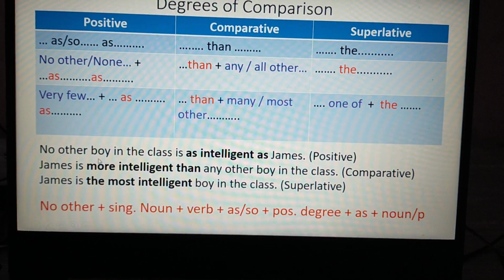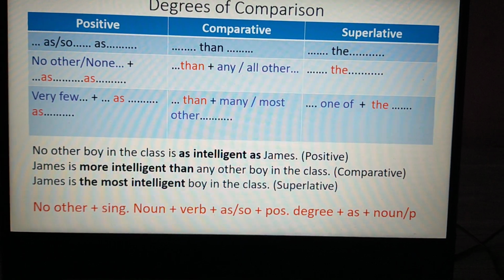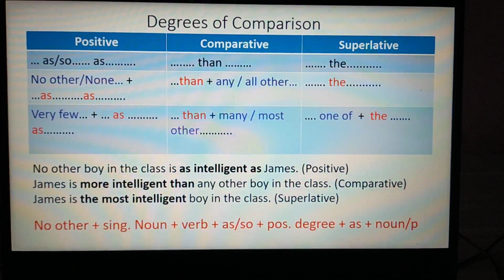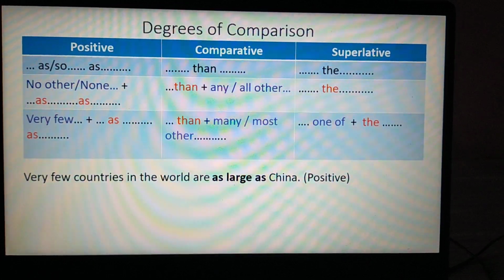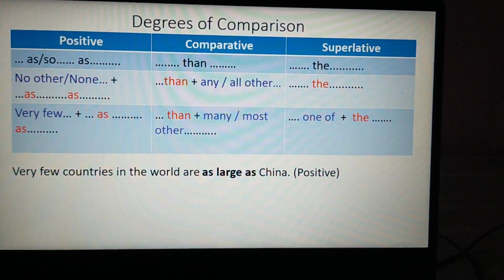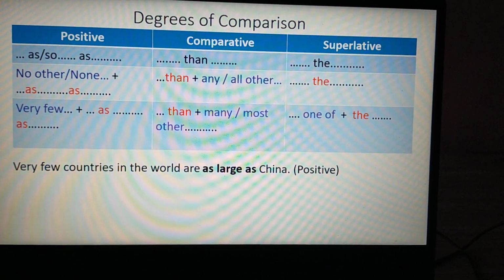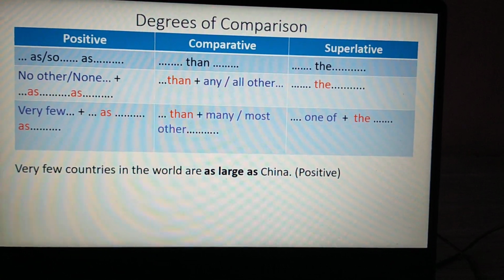In the previous example also it was J.K. Rowling, she was like a singular woman. So okay, singular noun. Now let's see a few sentences with very few. Okay, now see, very few countries in the world are as large as China. Now the sentence in the positive degree begins with very few.